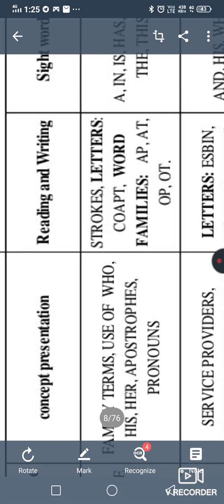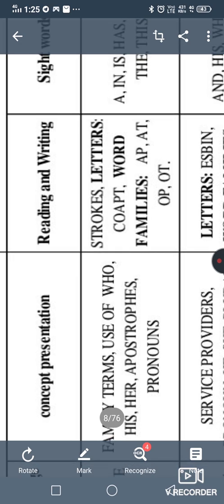And in reading and writing, in the first milestone, what we have to do is practice strokes and then letters and a group of letters, that is C, O, A, P, T. These are the group of letters we have to practice. Word families are there, we have to practice word families, that is AP, AT, OP, OT. On all these activities, learning sheets are there, we have to go through them and practice.